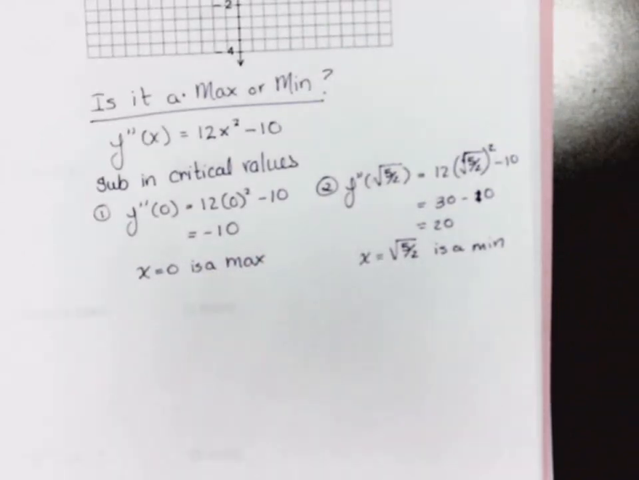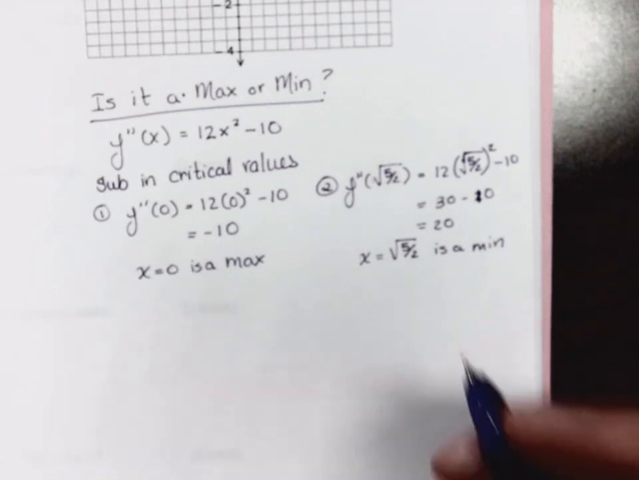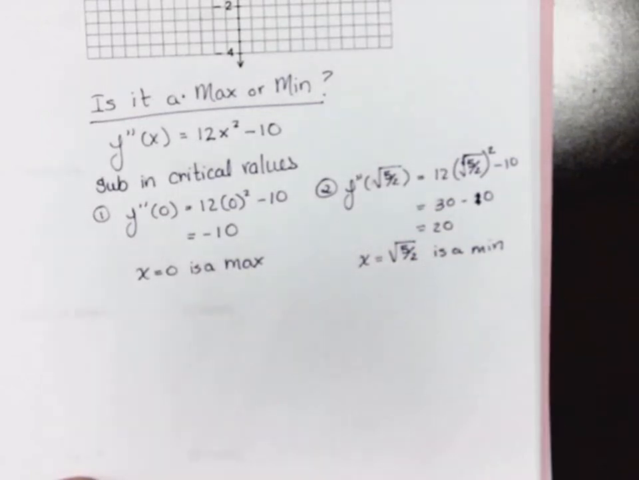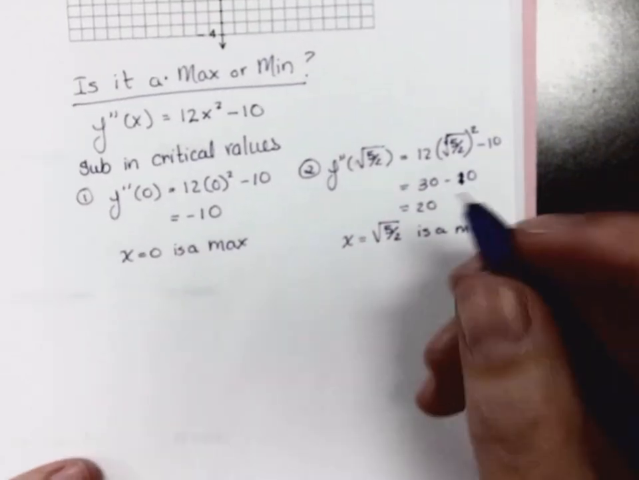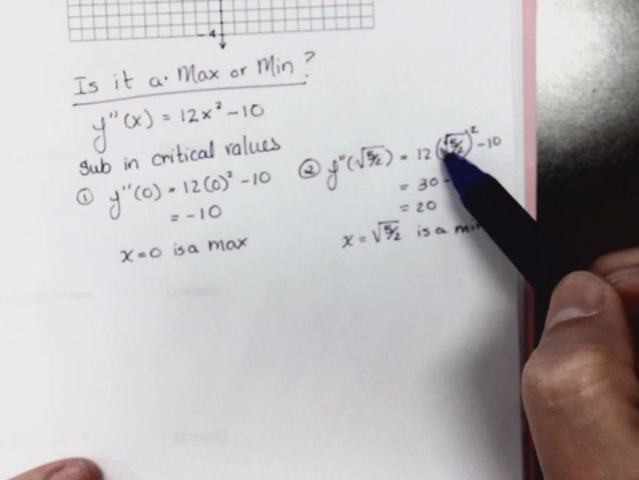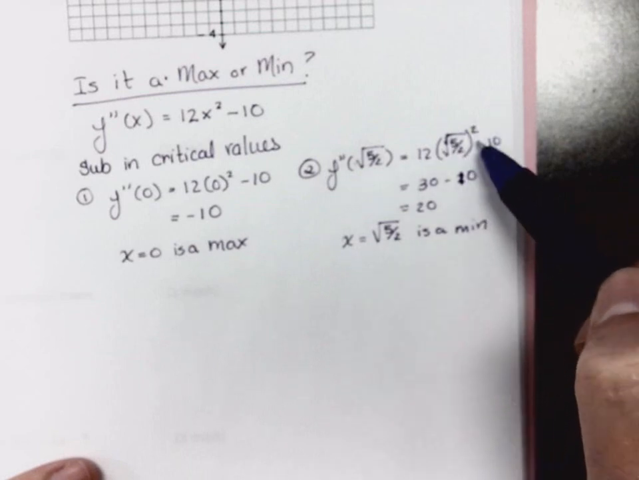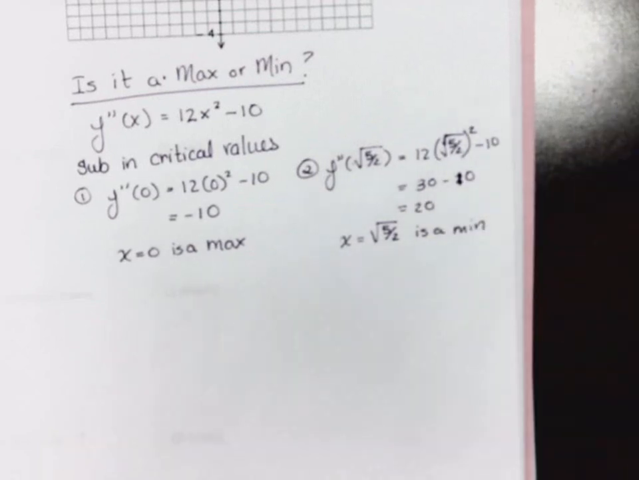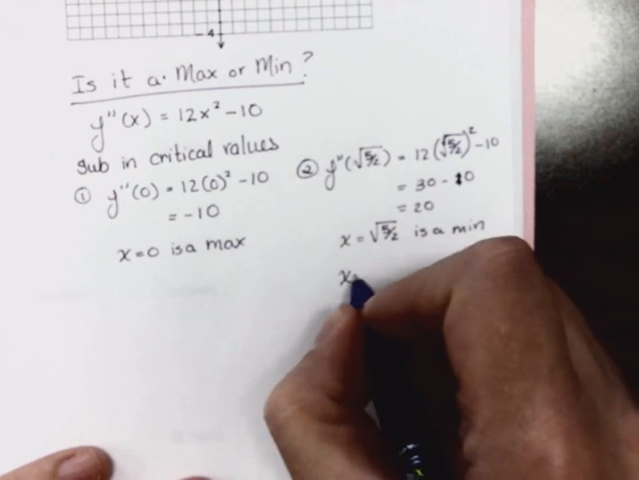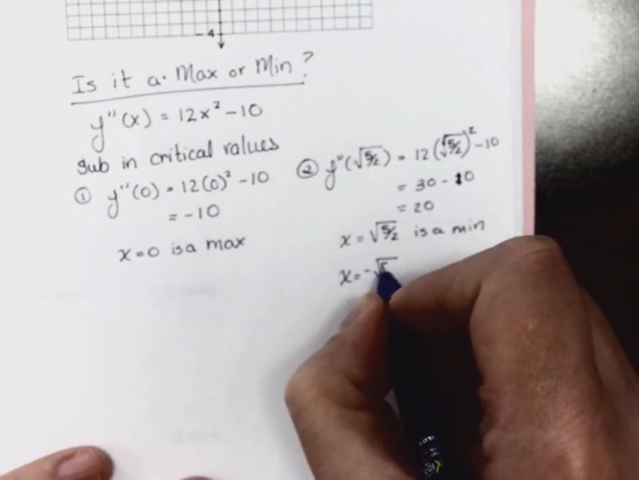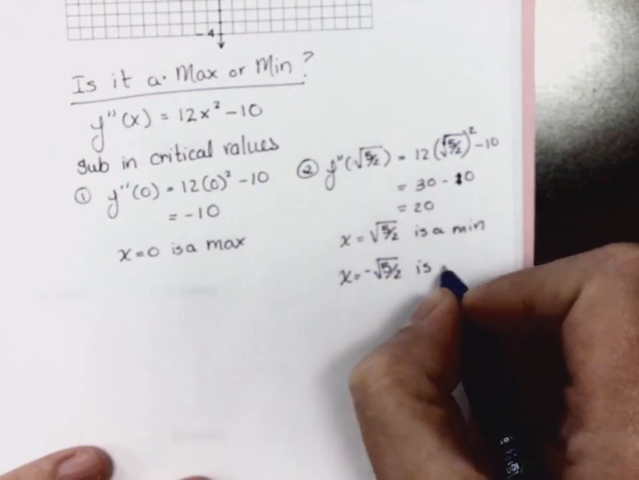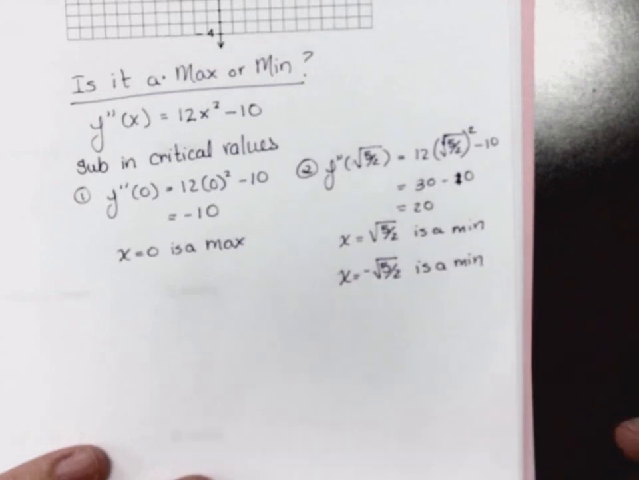What do you know right away without doing any math? What do you know about the negative root? It's going to be a minimum as well. I don't think we need to show the math for that one. Is everybody okay if we don't do that? Because if I substitute negative root 5 over 2 in here, when I square it, it's going to be the exact same answer. So we know that x at negative root 5 over 2 is a min.